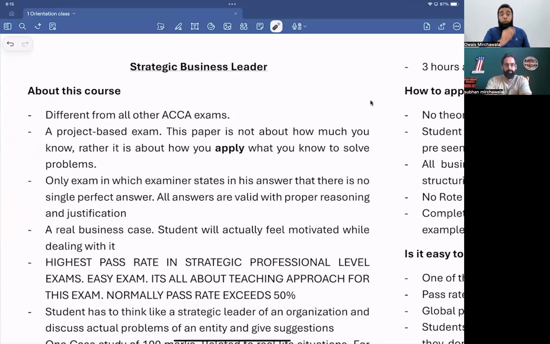And one important thing before I deep dive into it. Is this exam difficult? No. And it's clear from the facts also. It has the highest pass rate. I'm repeating again, it has the highest pass rate in all professional level exams of ACCA. Its pass rate normally ranges around 55%. Whereas if you look at other professional level exams of ACCA, the pass rate is normally around 35%, 40%. Since it's an open-ended paper, every answer is correct.